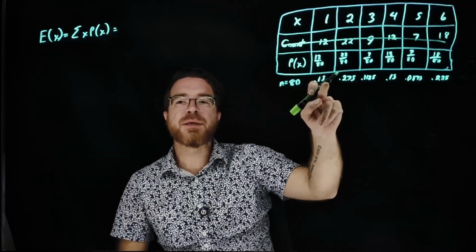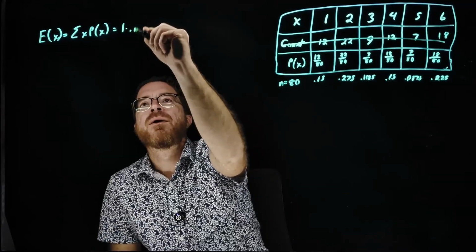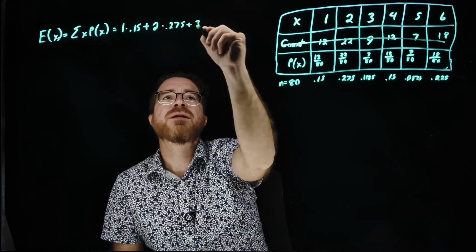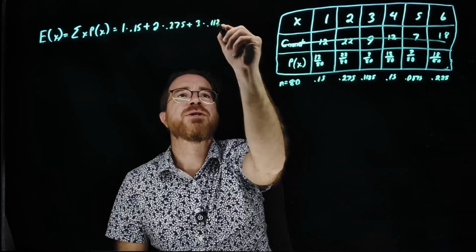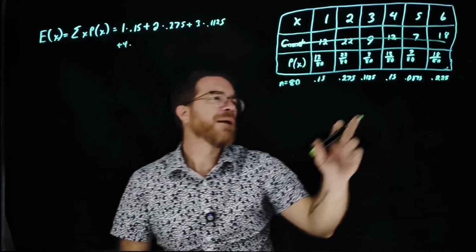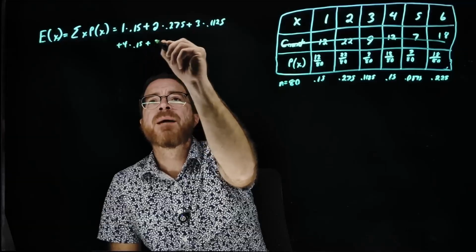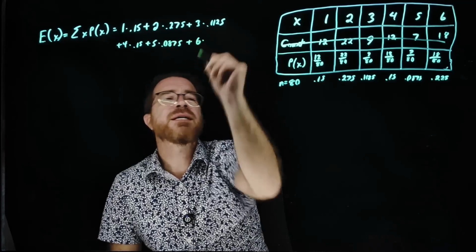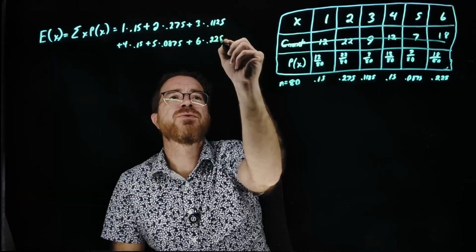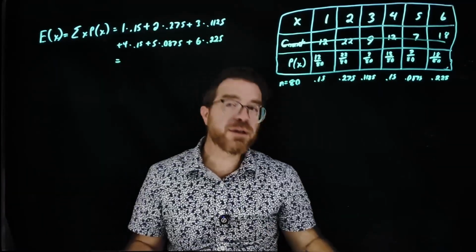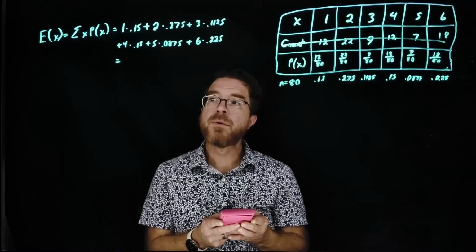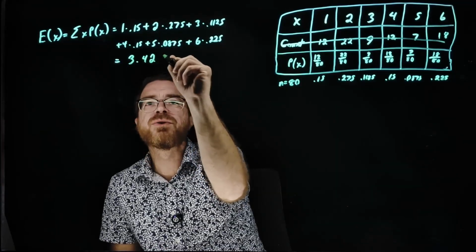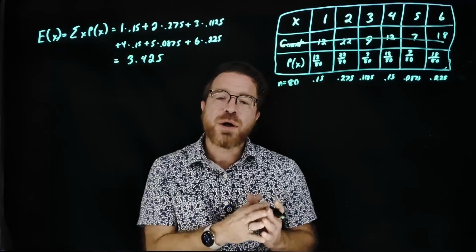So we have 1 times a probability of 0.15 plus 2 times a probability of 0.275 plus 3 times a probability of 0.1125 plus 4 times a probability of 0.15 plus 5 times a probability of 0.0875 plus 6 times a probability of 0.225. And if we were to put this into our calculator, we would get 3.425.